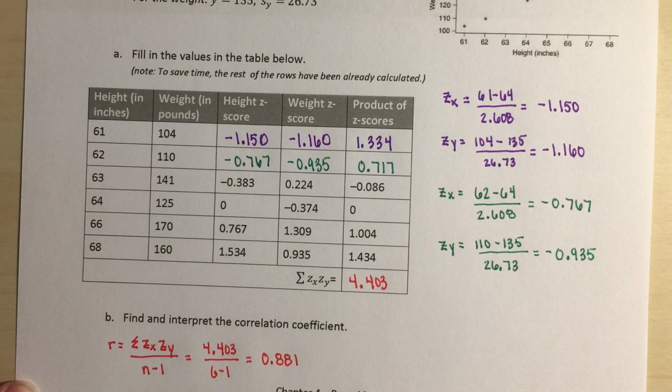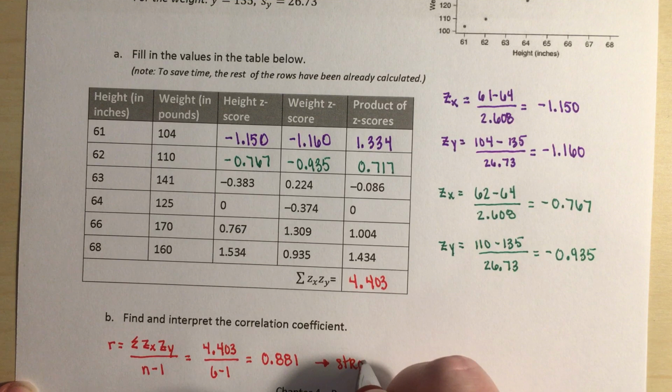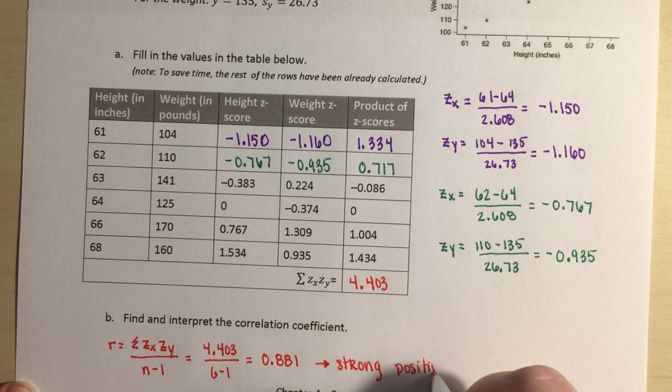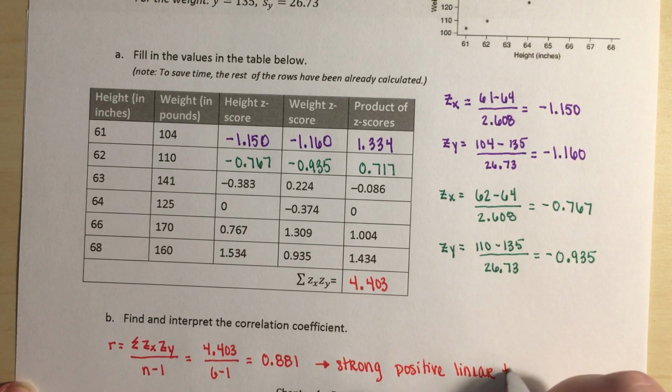An R, or correlation coefficient, of 0.881 should tell us that we have a strong positive linear trend.